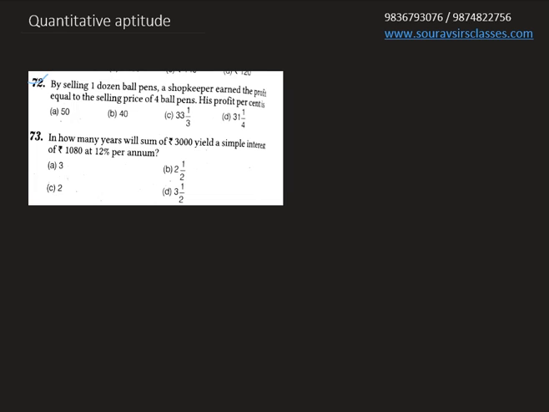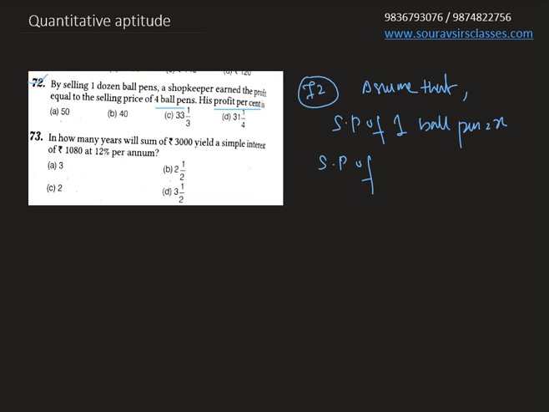Okay, so let's start with the first problem. By selling 1 dozen ball pens, a shopkeeper earned a profit equal to the selling price of 4 ball pens. Now we need to find the profit percentage. So first of all, we assume that the selling price of 1 ball pen is x. Therefore, the selling price of 12 ball pens, that means 1 dozen ball pens, is 12x.